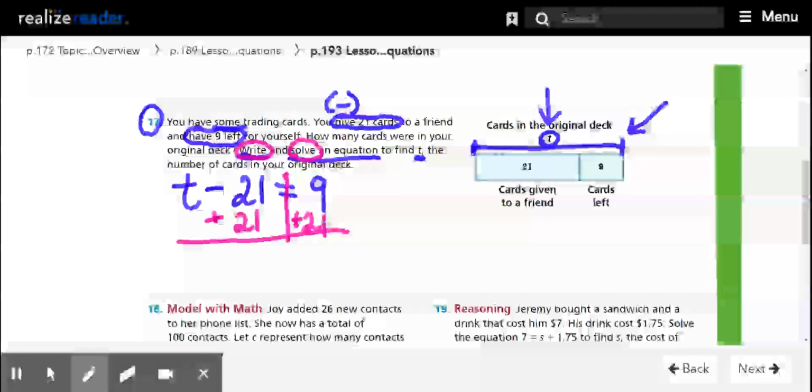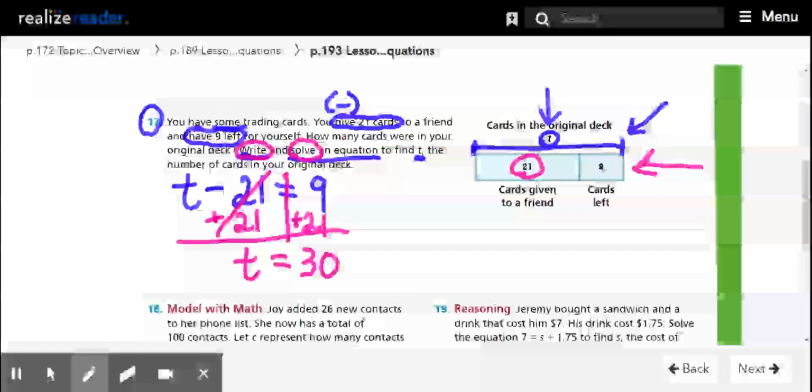Step 3, you actually solve this by doing the math. Minus 21, adding on 21, this is canceling to 0. So all you have left on the left side of the equation is your t, and then the right side is actually going to solve your variable. 21 plus 9 is 30. And if you look over here at this bar diagram, this is the card you gave to a friend. So you had 21 that you gave away, and you had 9 cards still left. So when you add these together, that should give you this total amount of T, which we think is 30.